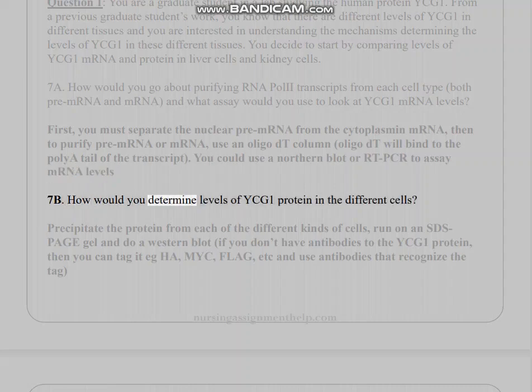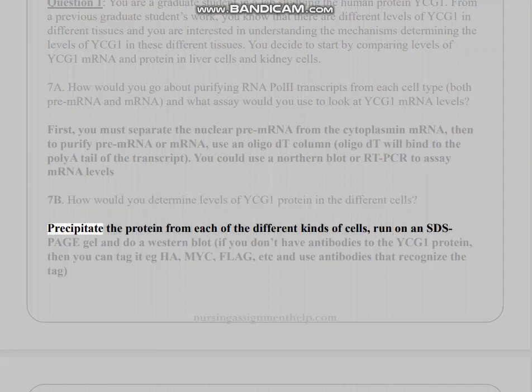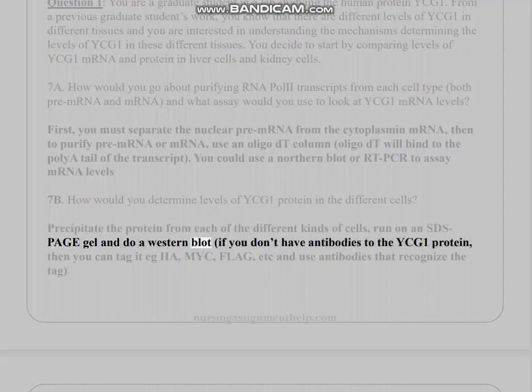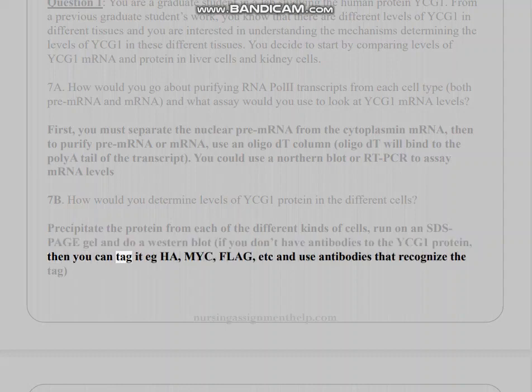7b. How would you determine levels of YCG1 protein in the different cells? Precipitate the protein from each of the different kinds of cells, run on an SDS-PAGE gel and do a Western blot. If you don't have antibodies to the YCG1 protein, then you can tag it, for example HA, MYC, FLAG, etc., and use antibodies that recognize the tag.